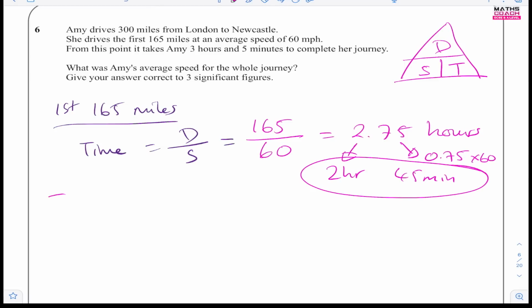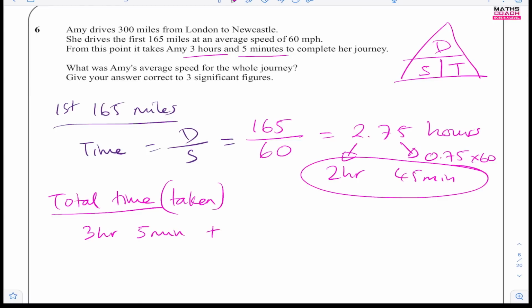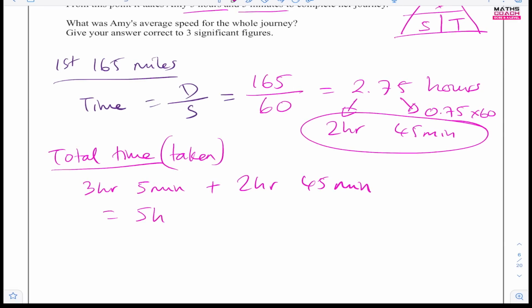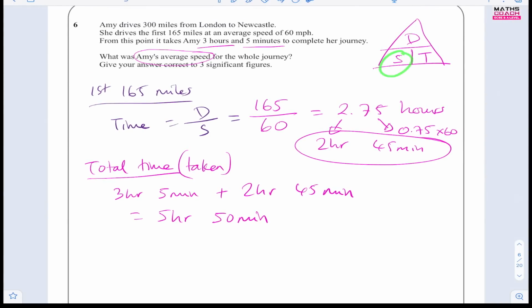Now what we can do is work out her total time. So we are going to add the 2 hours and 45 minutes to her 3 hours and 5 minutes. So 3 hours and 5 minutes plus 2 hours and 45 minutes gives us 5 hours and 50 minutes. Now we need to find her average speed for the whole journey. So we'll require the formula speed is equal to distance divided by time. Now the total distance, we want to find her speed for the whole journey.